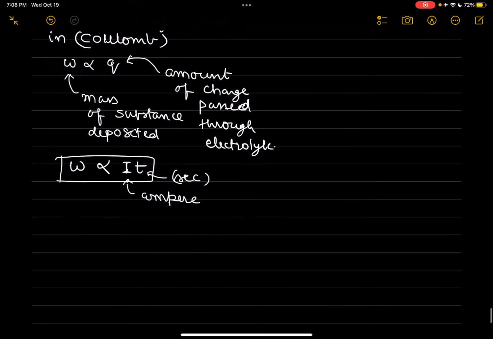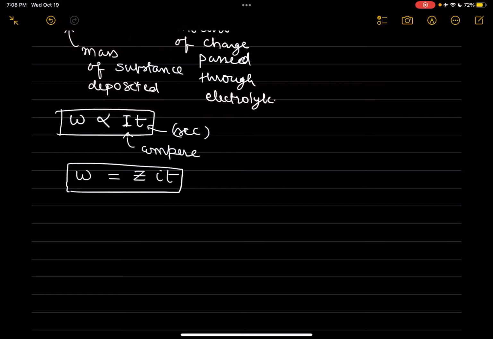If you need to remove the proportionality sign, whenever you remove the proportionality sign, you put in a constant, and that constant is Z. Is it clear? So this is Faraday's first law: W equals Z I t, where W is the mass of the substance deposited.